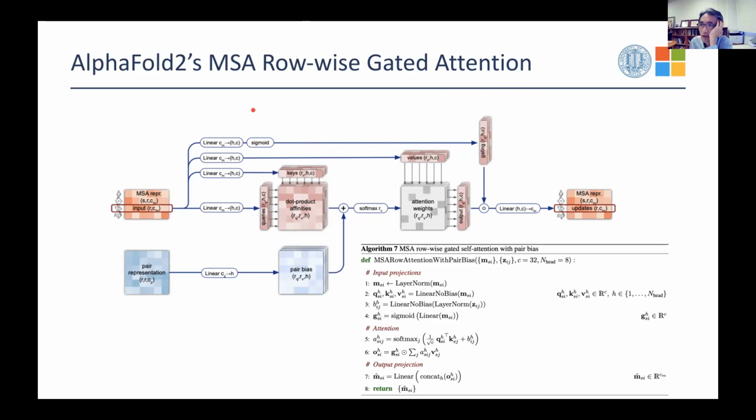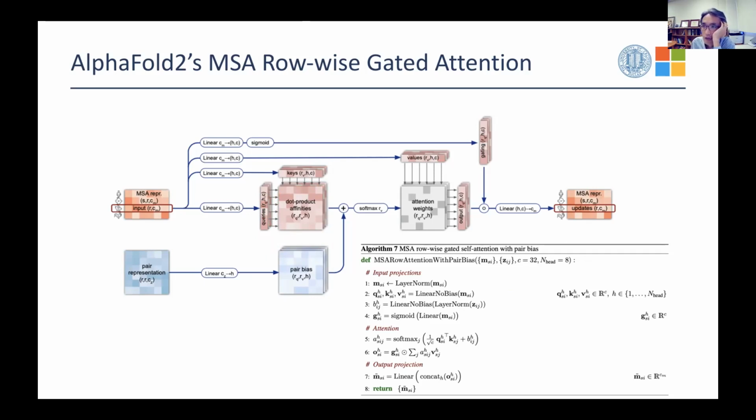I need a lot more detail. Let's start with the dot product affinities, the red one. One dimension is R by R, or L by L, right? Then R by H, and L by H by C, number of channels? No, there's no number of channels. The dot product here, for each head, these are all dot products. Okay, so that is fine.